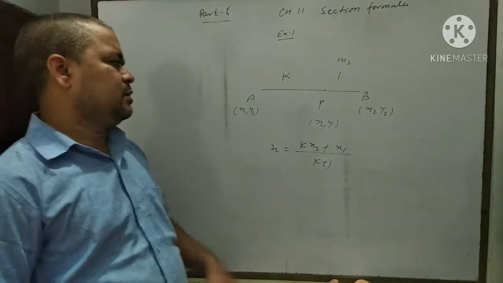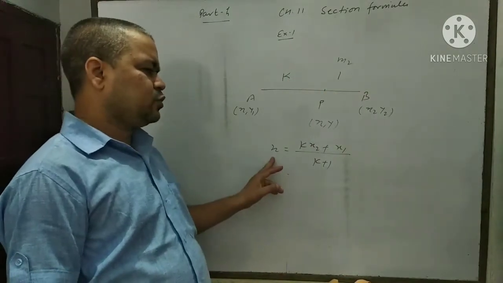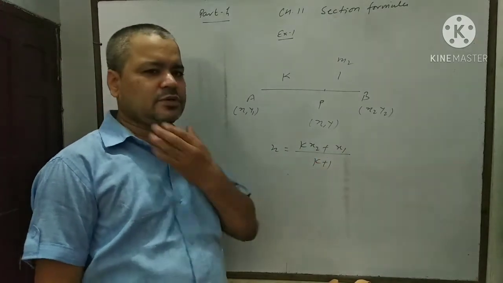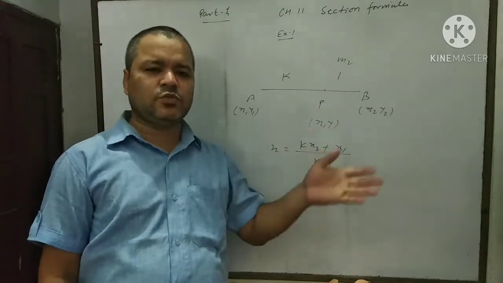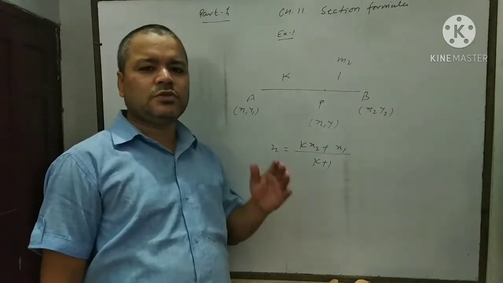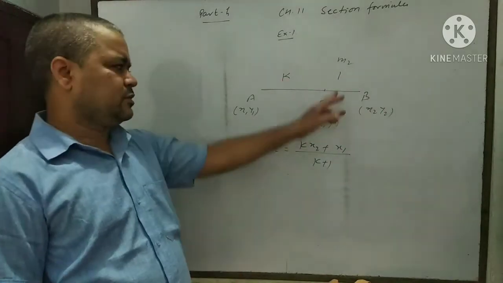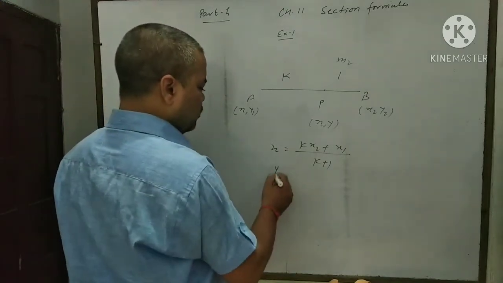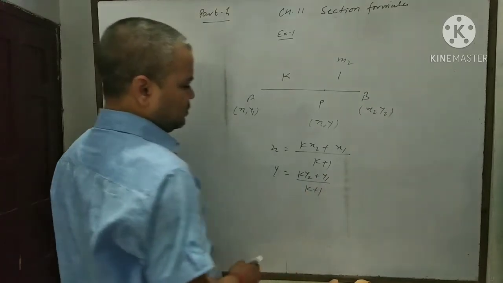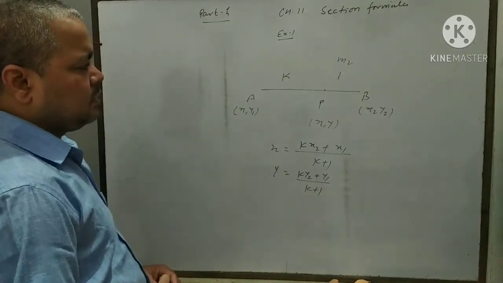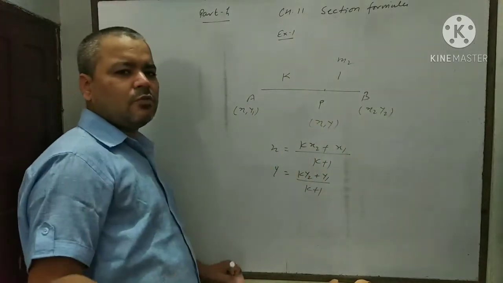So if the point P divides line segment AB in the ratio K is to 1, then its x coordinate we can write as (K x2 plus x1) upon (K plus 1). In place of K is to 1, it can be 5 is to 1, 3 is to 1, 7 is to 1, 2 is to 1. At that time 2 will be K and 1 will be this one. Similarly, the y coordinate is equal to (K y2 plus y1) upon (K plus 1). Like this one. Okay. In this way, we can find the section formula in the form of K.